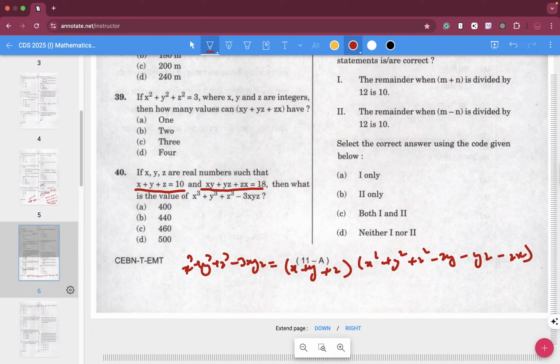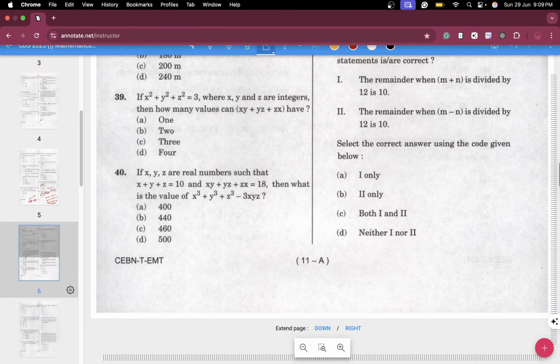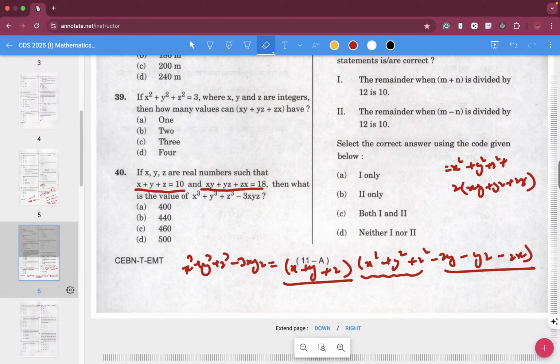So to find this out, we know this value, we also know this value, but we don't know x square plus y square plus z square. But we know one thing: x plus y plus z whole square is equal to x square plus y square plus z square plus 2 into xy plus yz plus zx, right? Now you know this value. This value is how much? 10 square. 10 square is how much? 100, right?